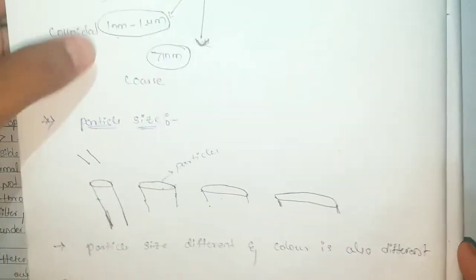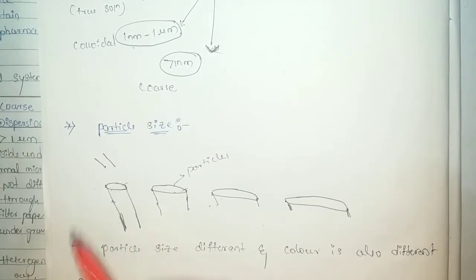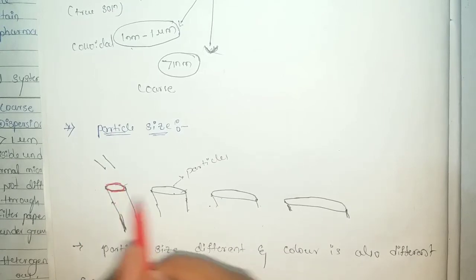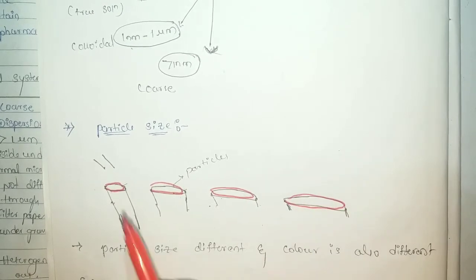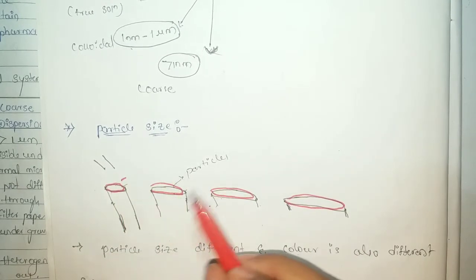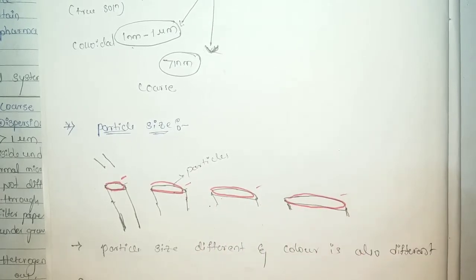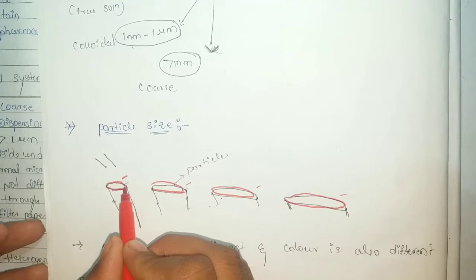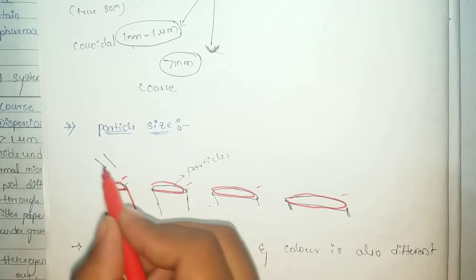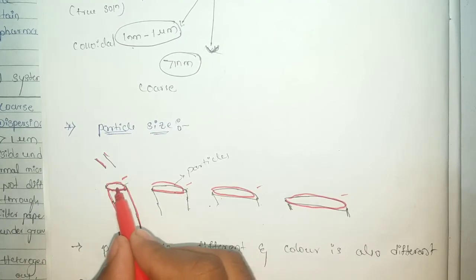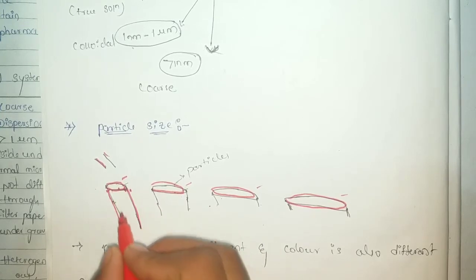Here these are the particles 1, 2 and 3. The particle size is smaller in the first and gets bigger as we move on. When the particle size is smaller, the wavelength should be longer. When we pass light through these particles, since the particle size is smaller, the wavelength transmitted is longer.